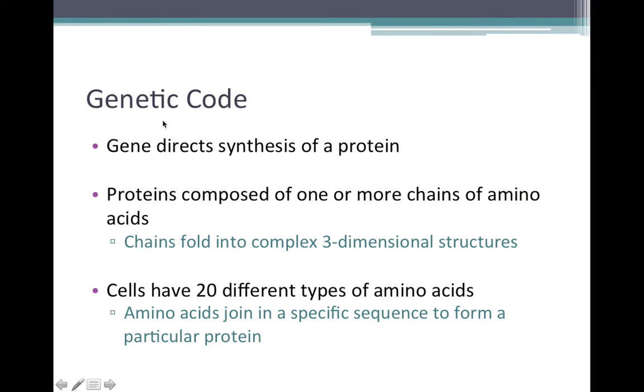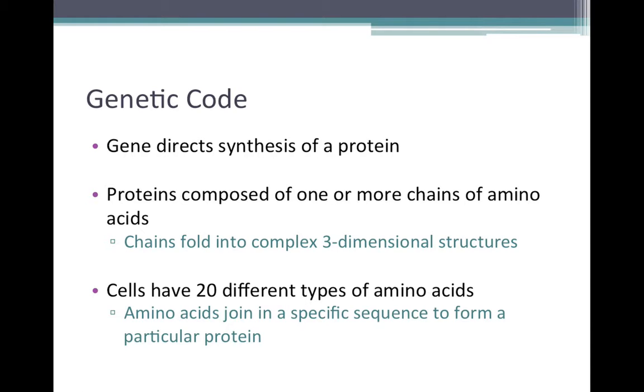Now, what happens, you guys, is that our genes all direct the synthesis of some sort of protein. So we talked about how there's 25,000 genes in our genome, and every single gene directs the synthesis of some type of protein that's necessary for our cells to survive. What happens is that these proteins are comprised of basically just different chains of amino acids. And what's important to note is that once these chains of amino acids are formed after translation, they can fold into a complex 3-dimensional structure, and the structure of that protein really tells us about the function of that protein.